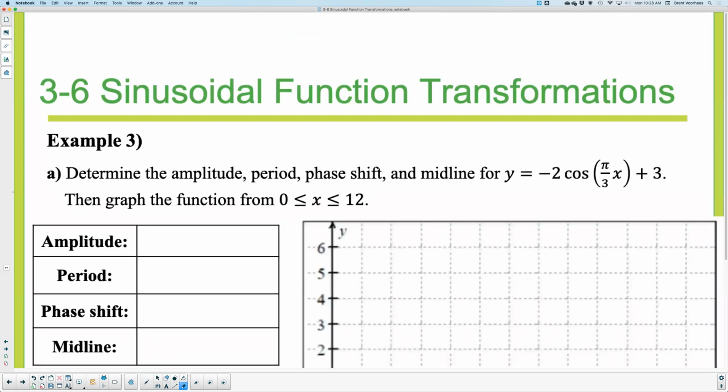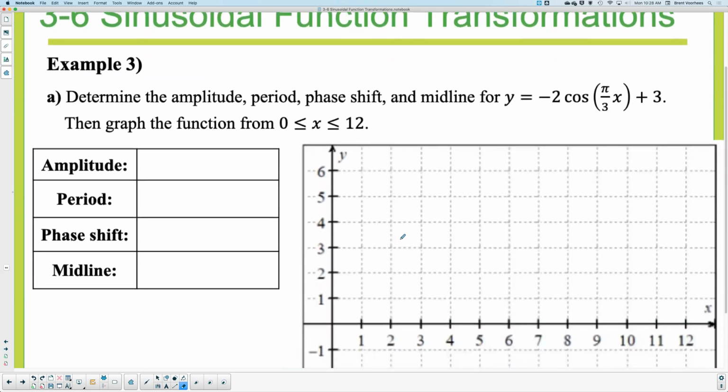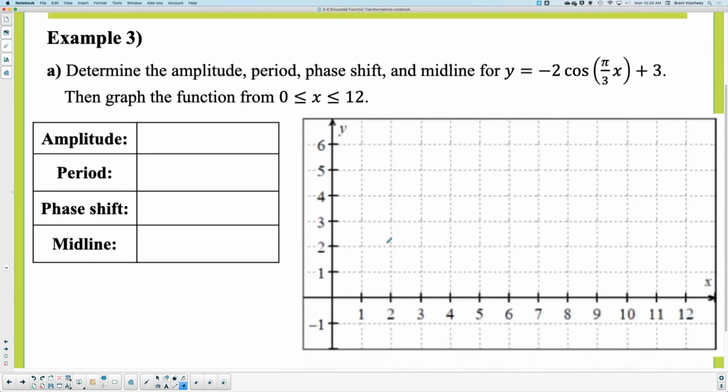All right, let's look at example 3 now. It says determine the same values that we've been finding. So example 3 is just kind of a repeat one last time to look at it. So let's start here. For amplitude, what do we say the amplitude is? It's positive, even though the A is negative 2? Yes. The amplitude is the absolute value of A, so that's still 2.